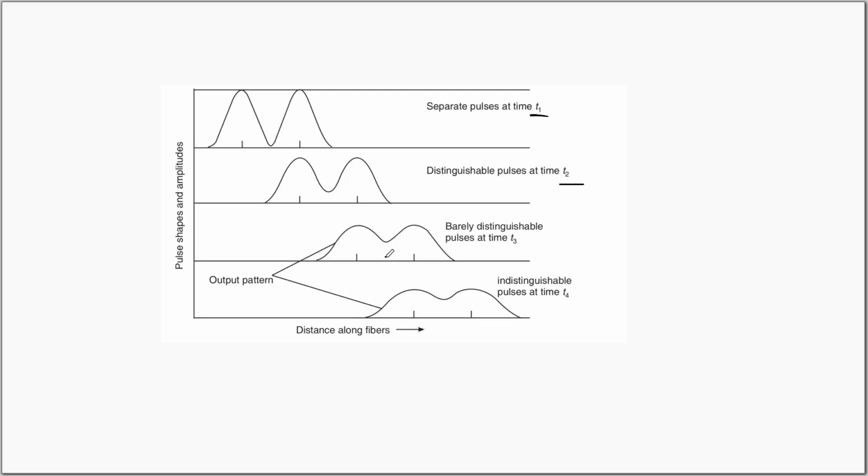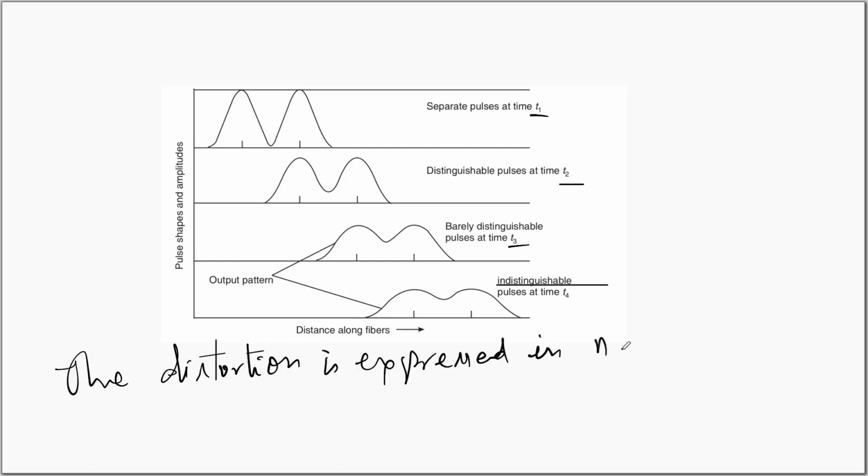At a later time, one finds that these two pulses are seen merging, and these merged pulses become barely distinguishable. After a very long time, the traveling pulses in the optical fiber become indistinguishable. The reason is they become very broad such that the variations in the light intensity cannot be noticed or detected by the detector, and that is called the distortion in optical fibers. The distortion is expressed in nanoseconds per kilometer, or it is time per distance.